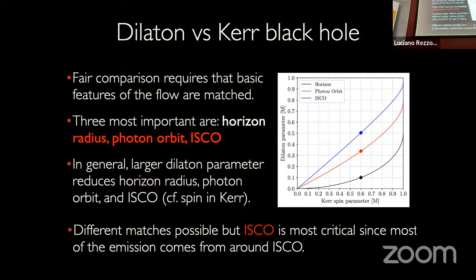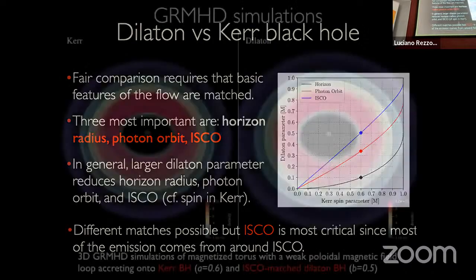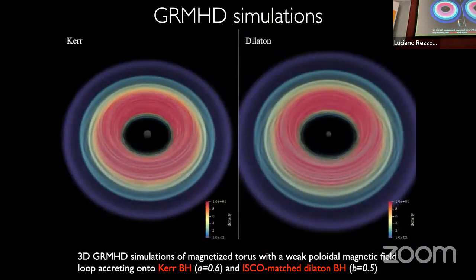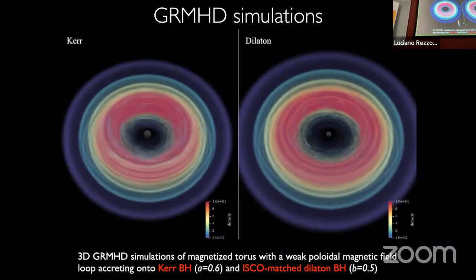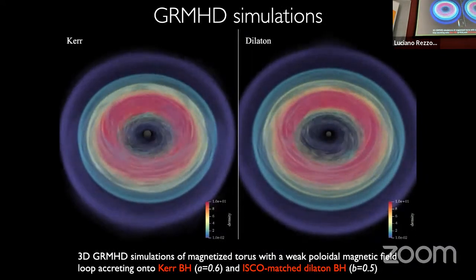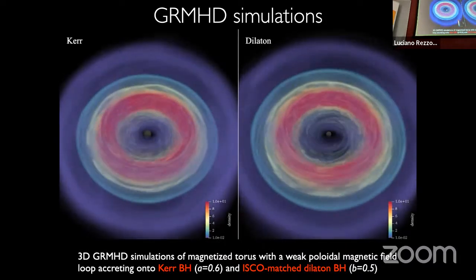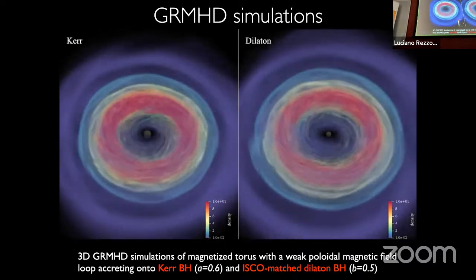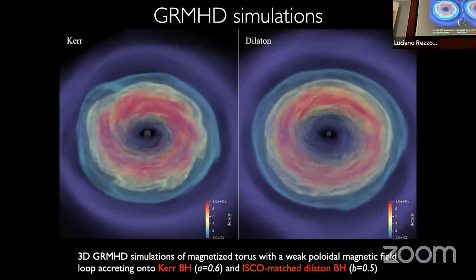And one of the things you have to make sure you're doing is comparing apples with apples. So that means you want to have a Kerr black hole which has a given horizon scale, or a Dilaton black hole which has exactly the same horizon scale, or has the same photon orbit, or the same ICE-CSIC. Depending on your choice, you will have different dynamics. So you perform these simulations. For instance, you have a Kerr black hole on this side, and a Dilaton black hole here. These two are matched at the ICE-CSIC. That's why the horizon size is different. The Dilaton has a smaller horizon, but they have the same ICE-CSIC.